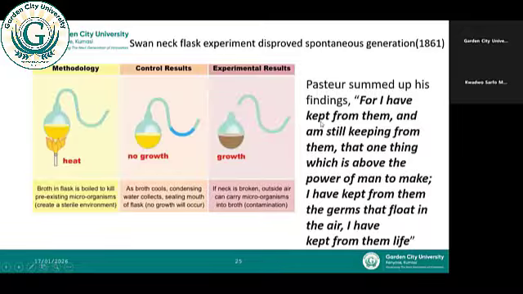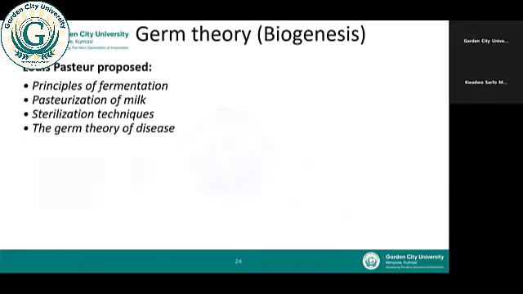So this simple experiment disproved the spontaneous generation theory. This is called the swan neck flask experiment. This is a swan neck flask. So Louis Pasteur proposed the principle of fermentation because at that time they were making money from wine production. And he also introduced pasteurization of milk to save the dairy industry, and sterilization techniques to kill all forms of microorganisms, including their spores.